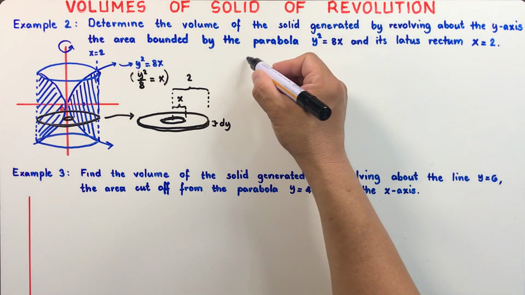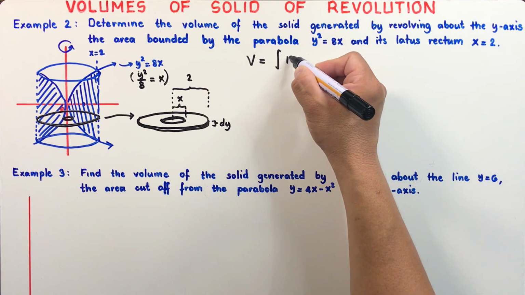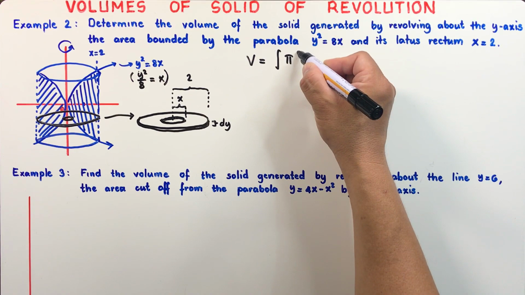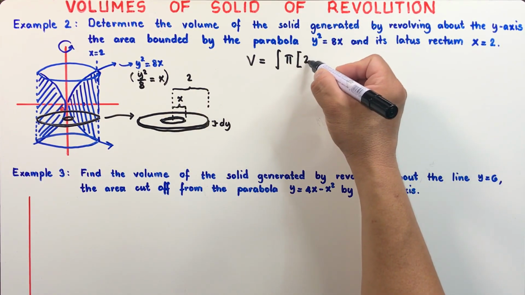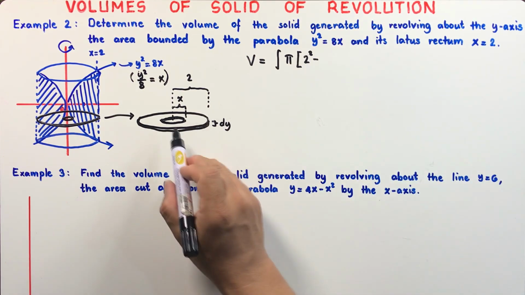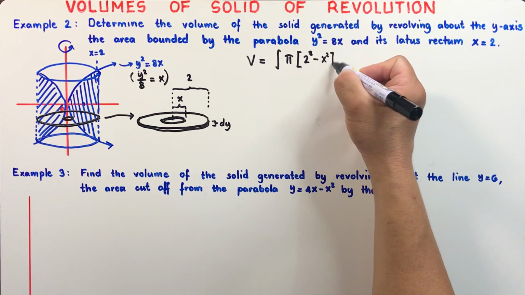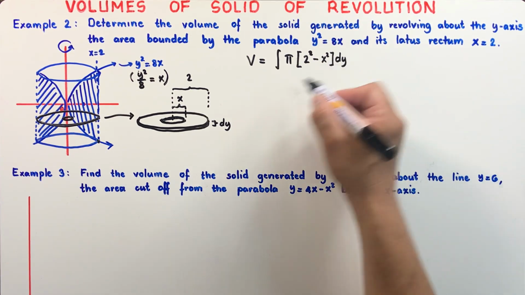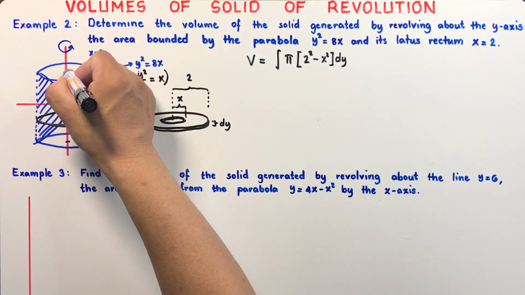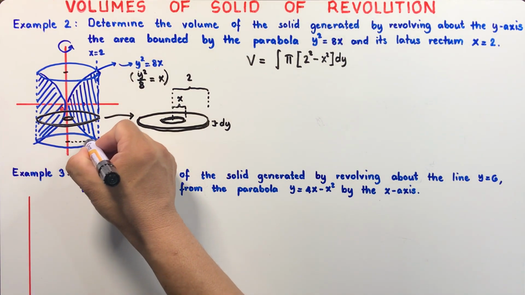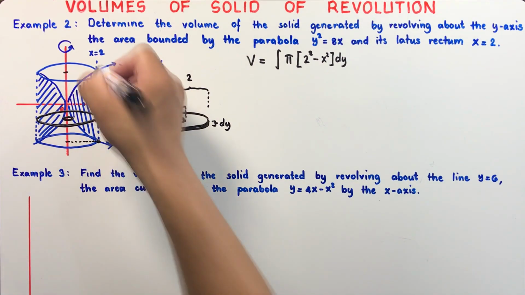So the volume is the sum of the volumes of all the washers here, which is the square of the bigger circle, which is 2, minus the square of the length of the inner circle, which is x. And it has a thickness of dy here, slicing it from here up to here. But we don't know yet the y coordinate at this point, and also the y coordinate of this point.